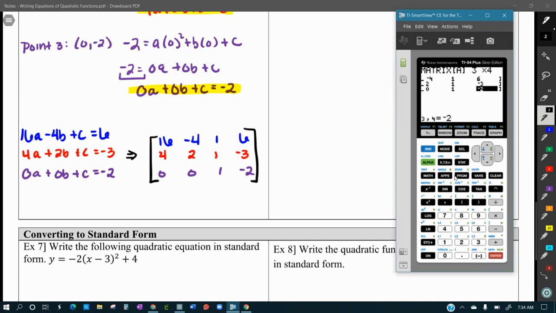Enter. Now we're going to quit out of this window. So second, quit. We're going to do the second matrix again. We're going to tell it what we want. We want the math.